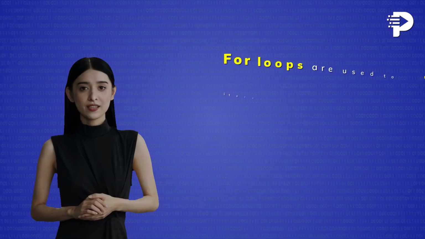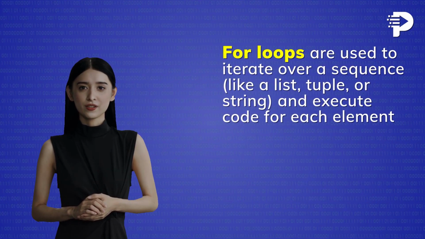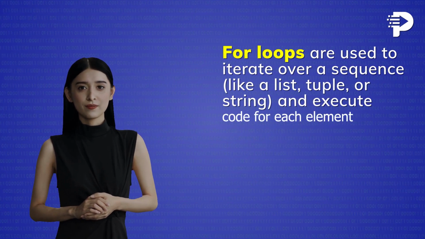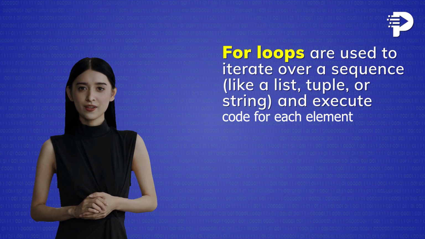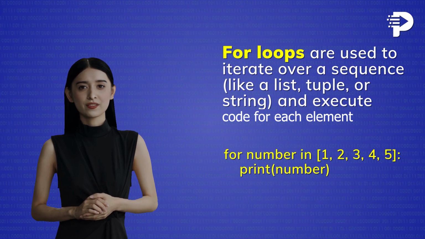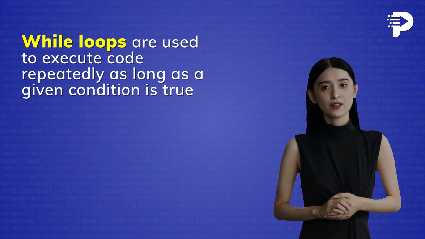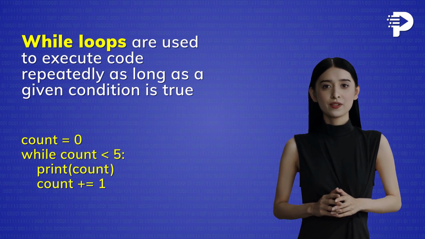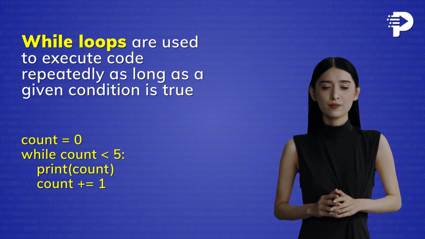For loops are used to iterate over a sequence like a list, tuple, or string and execute code for each element. Here is a code snippet to follow: for number in 1 to 5, print number. While loops are used to execute code repeatedly as long as a given condition is true, such as count equals 0, while count less than 5, print count, increment count by 1.